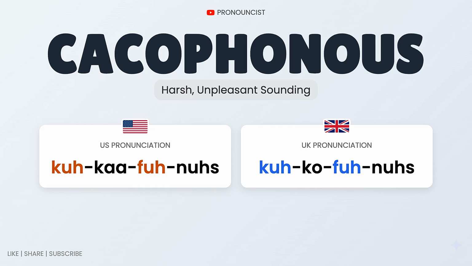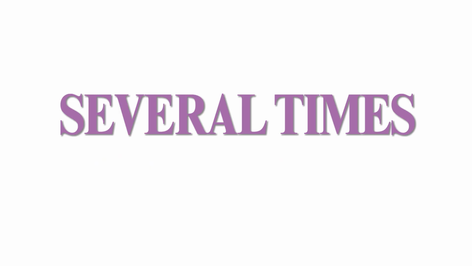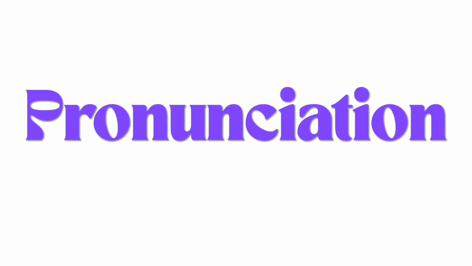Cacophonous. US uses ca, UK uses co. Don't flatten it. Practice repeatedly and you'll soon be able to say this word perfectly. The best way to practice is to repeat the syllable multiple times. The meaning of the word is harsh, unpleasant sounding. Try repeating this word several times to improve your pronunciation.